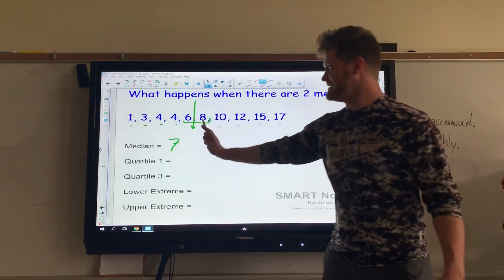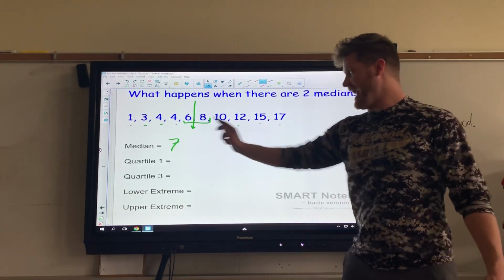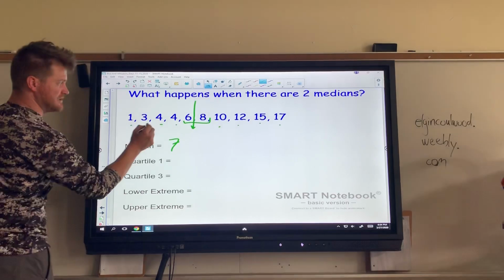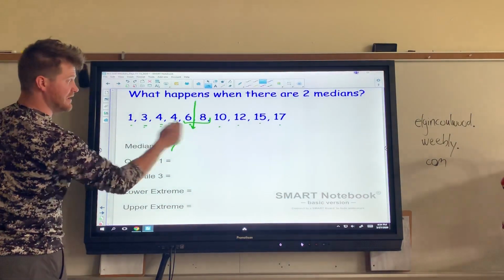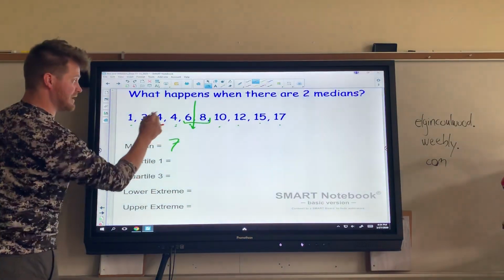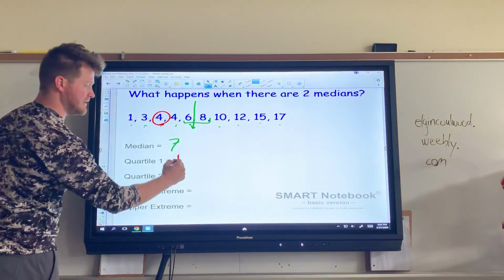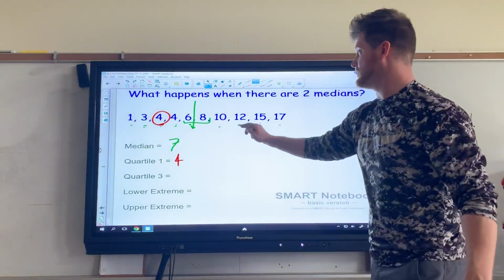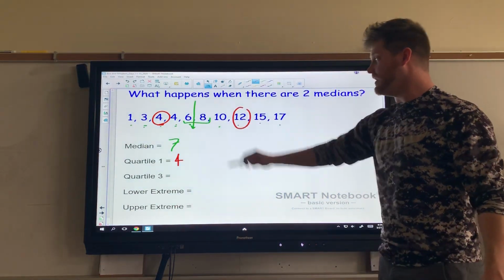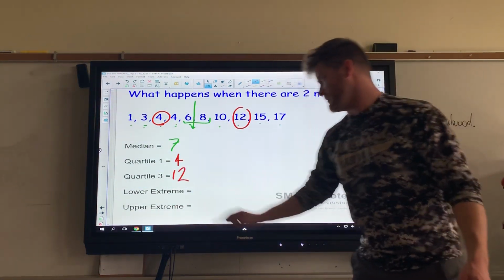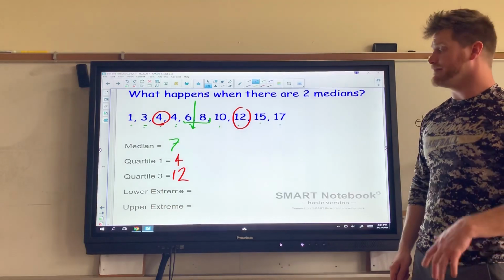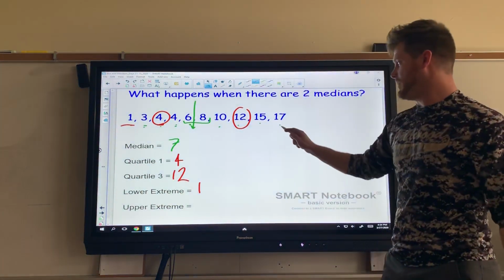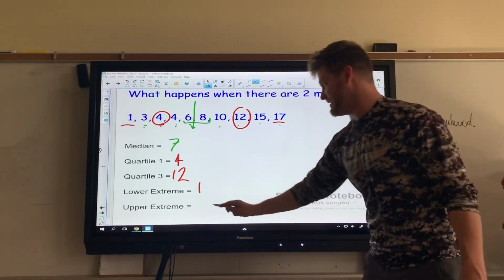So now the 6 is the lower half. The 8 is the upper half. This one's a little easier because now there's 1, 2, 3, 4, 5 values here. So that middle number is going to be that 4 right there. That means there's also 5 on this side. 1, 2, 3, 4, 5. Meaning that 12 is going to be that middle number. That's Q3. Lower extreme, another term for minimum, that's the 1. Upper extreme, that's the biggest number, is going to be 17.